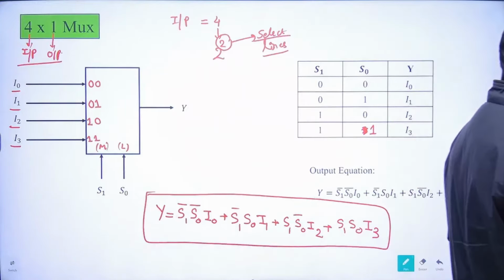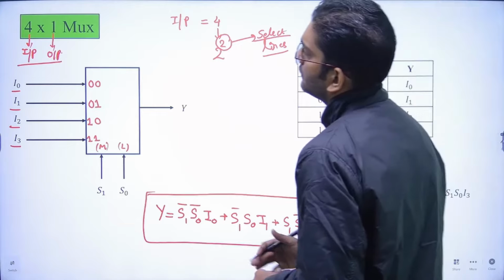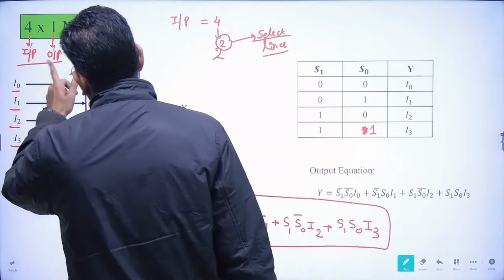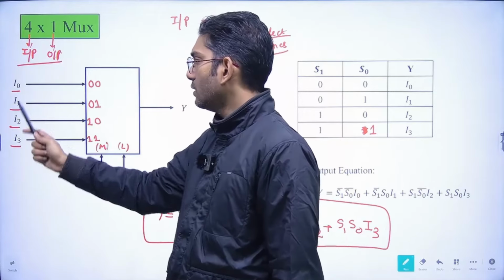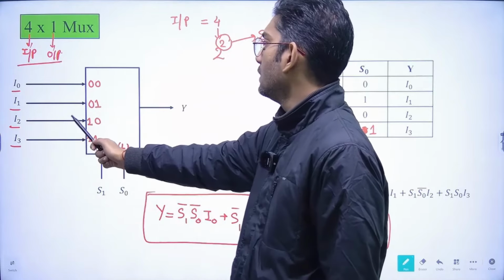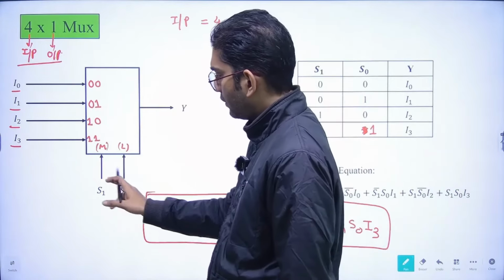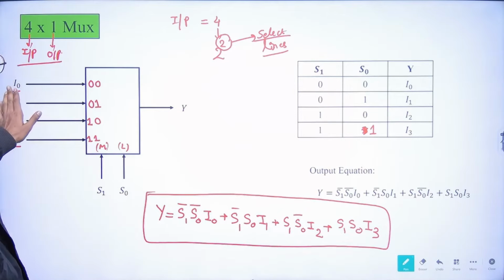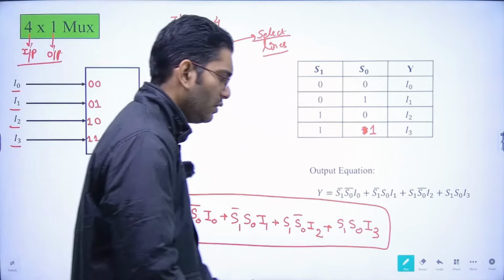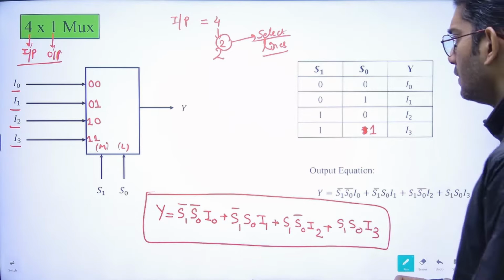So what is the summary of this 4x1 MUX? In this 4x1 MUX, 4 inputs are available and 1 output is available. The 4 inputs are I0, I1, I2, and I3. For selecting one of these 4 inputs to get a particular output, we have two select lines, S0 and S1. Based on the combination of these select lines, one of the inputs would be selected and displayed on the output line. So this is the basic of the 4x1 multiplexer.